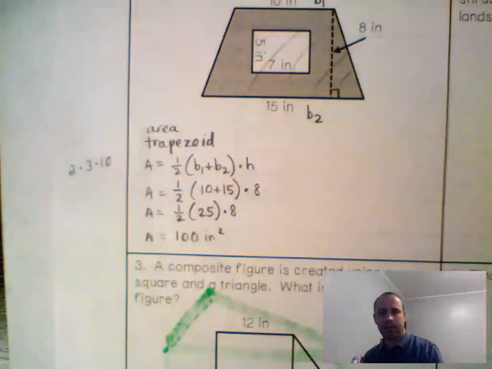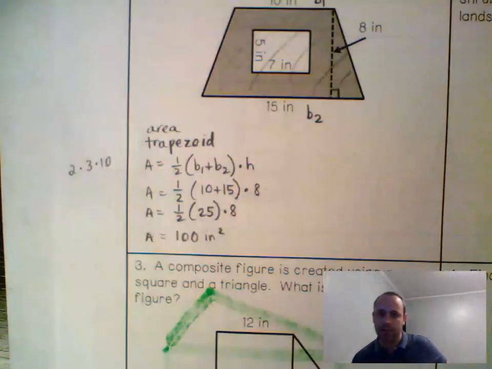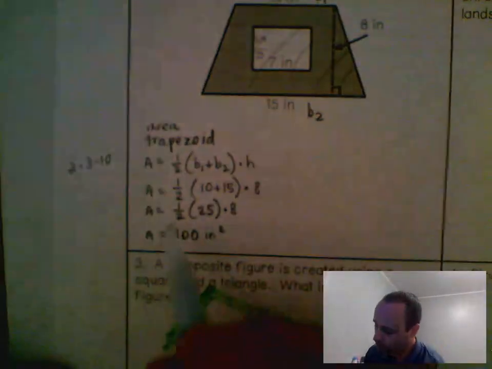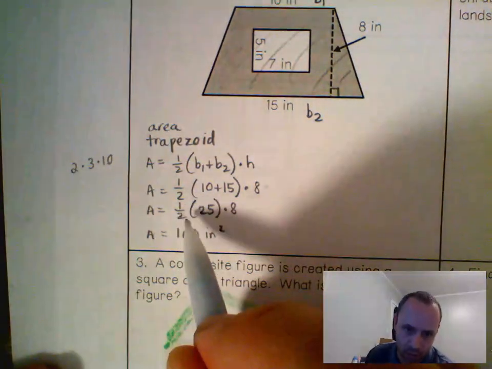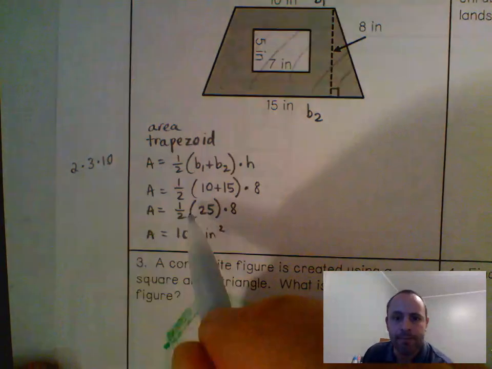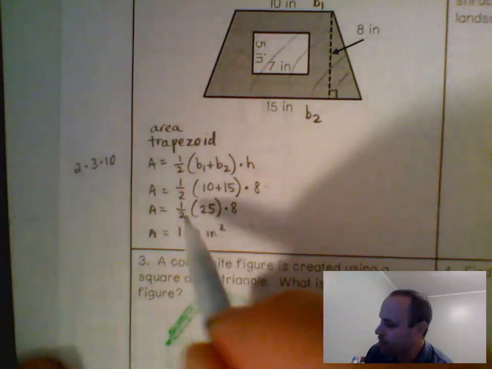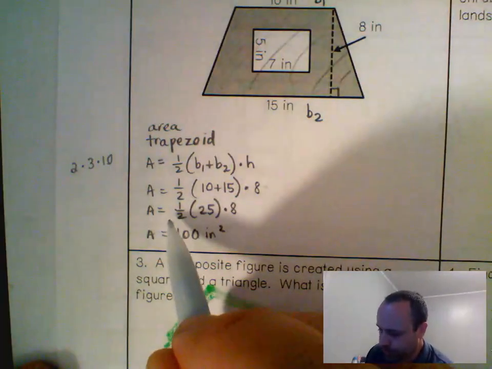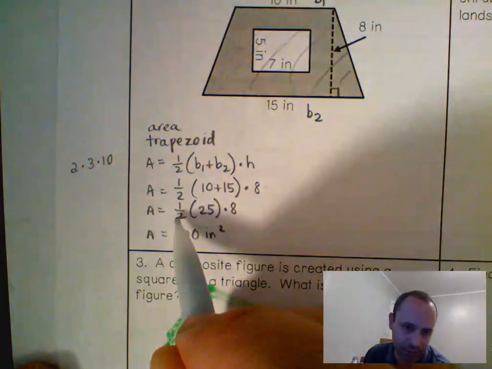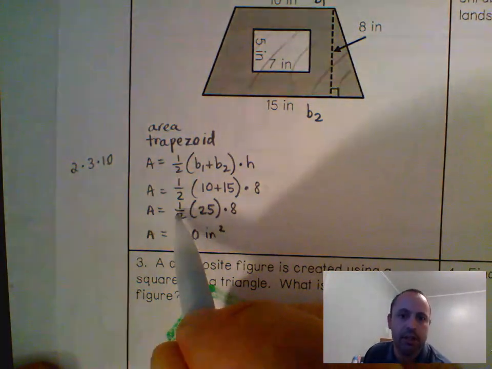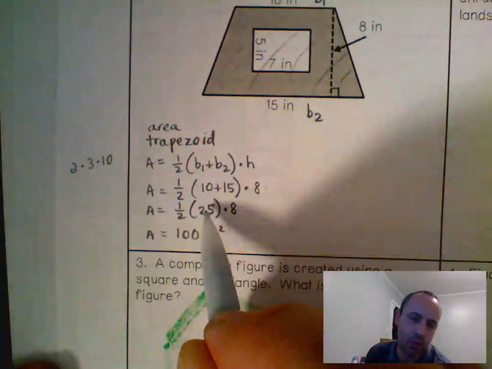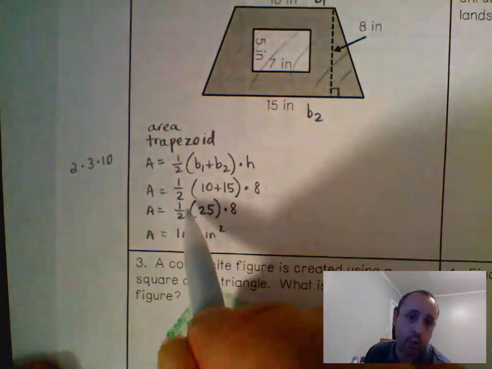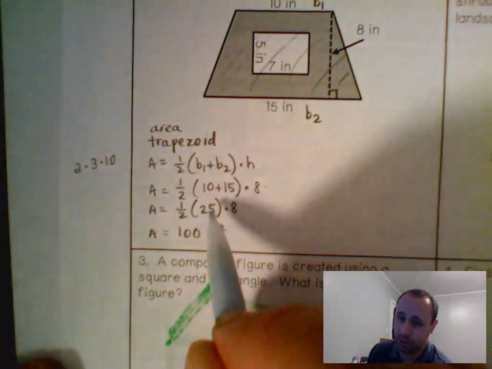Now, if you're like, Mr. Essie, I kind of get what you're doing, but I'm a little lost. Well, what's 1/2 of 25? Some of you guys may be hung up on me doing this 1/2 of. It's because if you just chuck in your calculator 1 divided by 2, that's 0.5. So 0.5 times 25 is 12.5. But 1/2 of 25 is also 12.5.